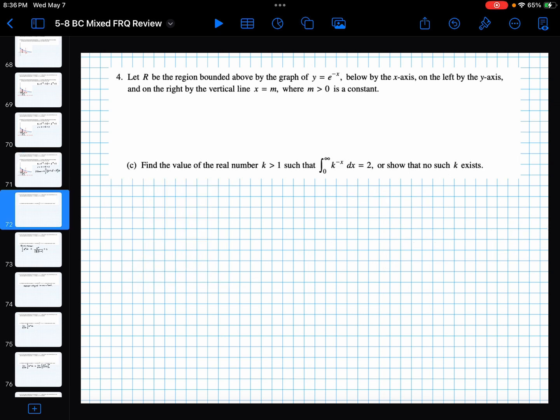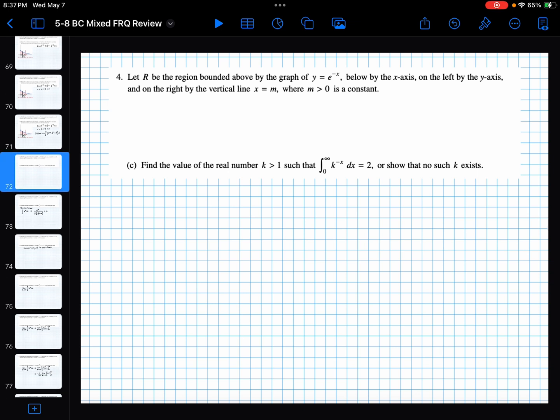All right, part C. Find the value of the real number k, it's got to be bigger than 1, such that this improper integral from 0 to infinity, that's how I know it's improper, of k to the negative x power dx equals 2, or show that no such k value exists. Now, k is a number, it's a constant. So this is really an exponential function. So it's worth our while to do a quick review here of how you integrate an exponential function when the base isn't e.